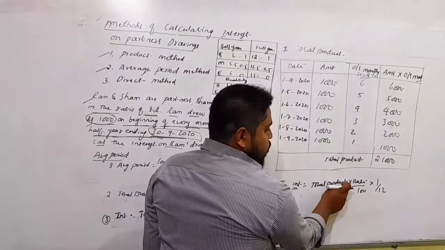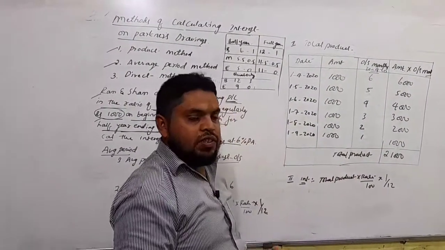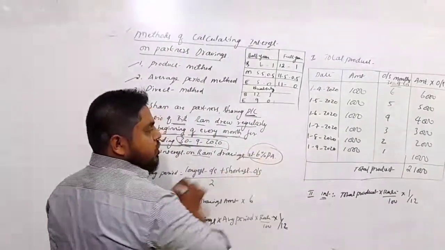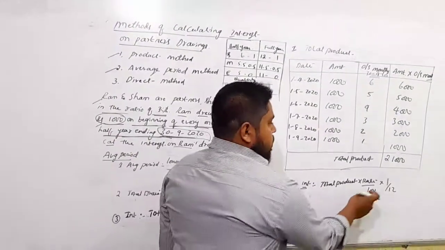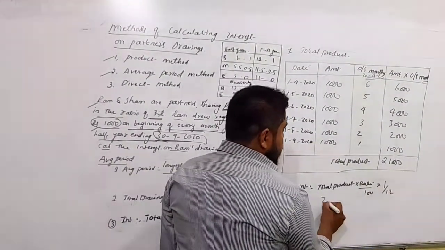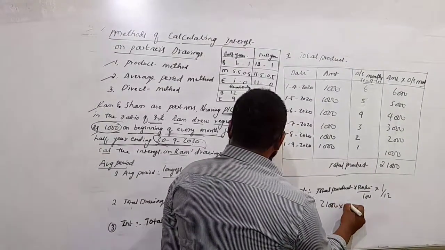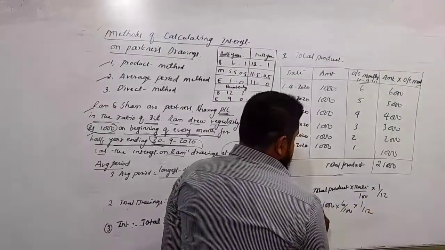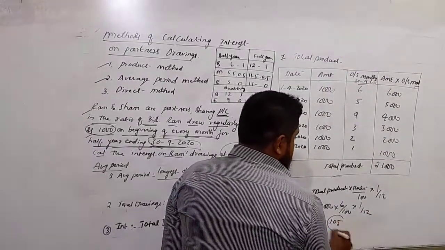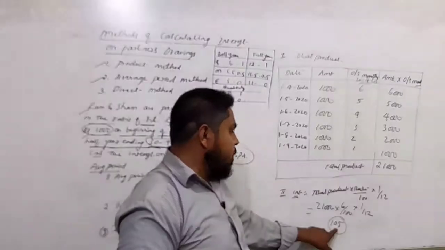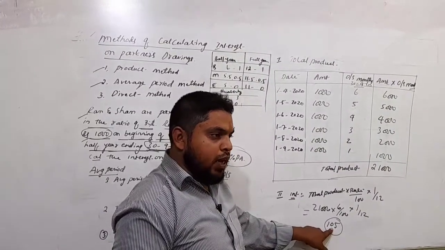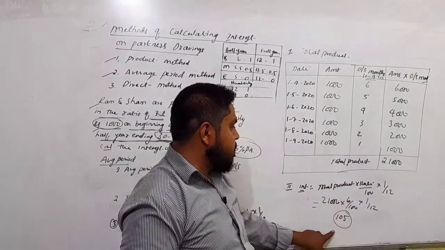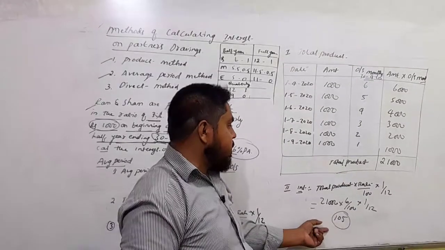The formula is total product into rate into 1 by 12. Rate means the rate of interest given in the question, that is 6% per annum. So total product is 21,000, rate 6 by 100, into 1 by 12. The answer is 105. This is the interest to be paid. Who has to pay? Ram has to pay to the partnership firm. So this is under the product method.